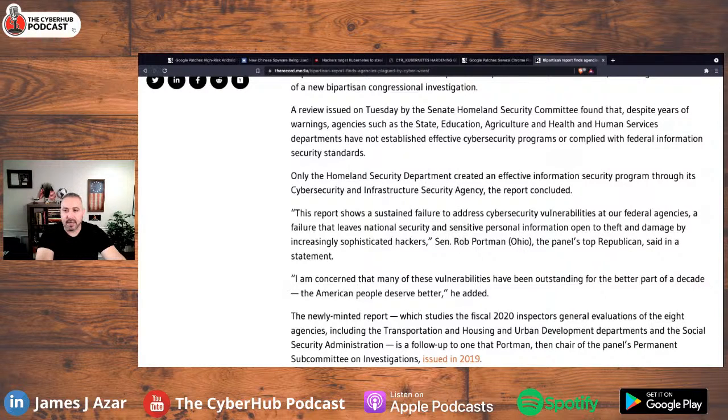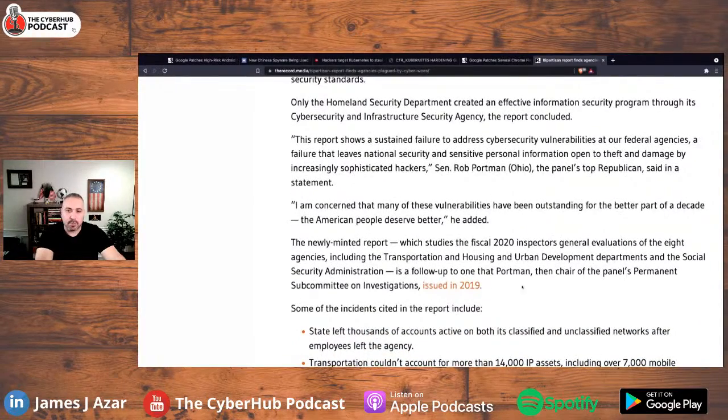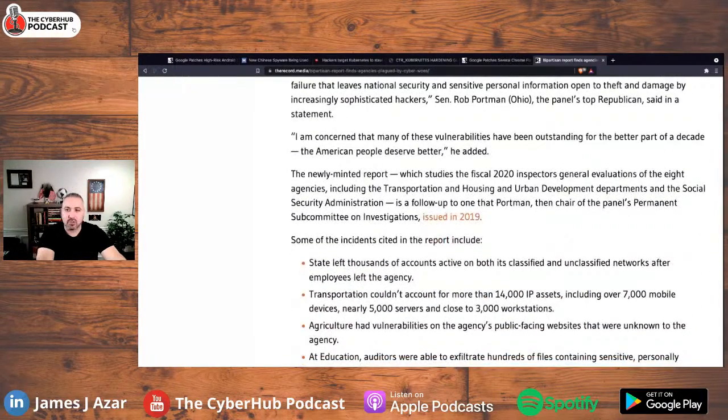Senator Portman, who's the panel's top Republican, said that the report shows a sustained failure to address cybersecurity vulnerabilities at our federal agencies, a failure that leaves national security and sensitive personal information open to theft and damage by sophisticated threat actors. The newly minted report, which studied the fiscal 2020 Inspector General evaluation of 80 agencies, including the Transportation and Housing and Urban Development Departments and the Social Security Administration, is a follow-up to one that Portman, then chair of the panel's permanent subcommittee on investigations, issued.